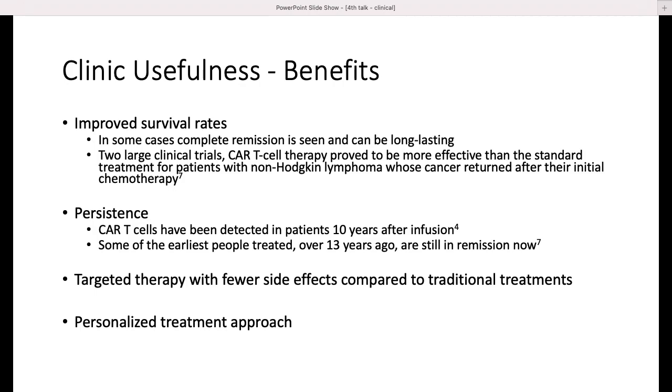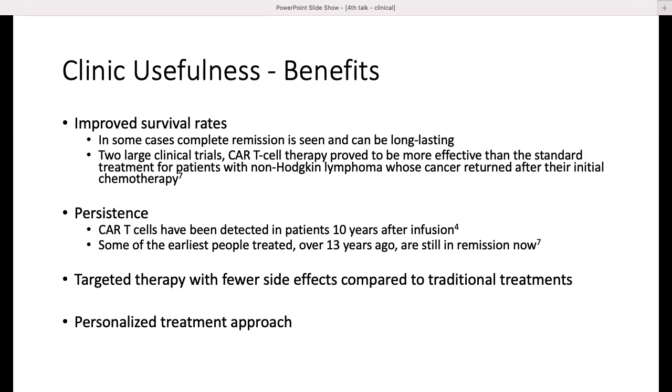But if it's more effective than the standard treatment for patients, it might require a rethinking of when to start using it. This is another really cool point, this persistence. CAR T cells were first tried on people probably 13, 14 years ago. And they've now detected CAR T cells still in some of those patients up to 10 years later. After their one infusion, the whole process one time, they can still detect them later. It's not at the same level, but they're still there, which is very good to know. And other treatments don't work like that.